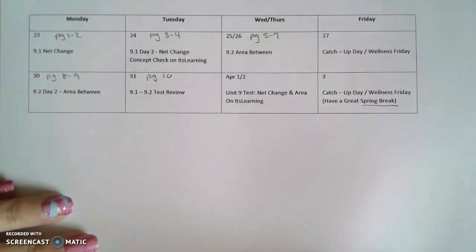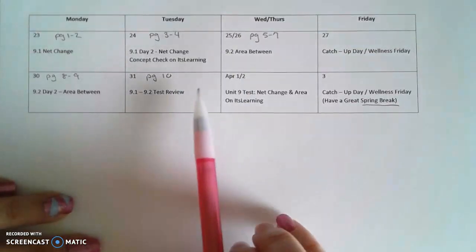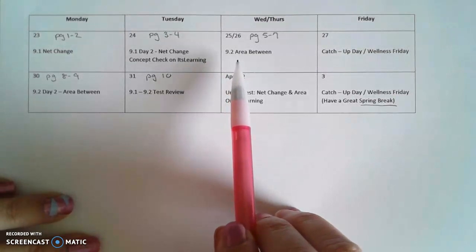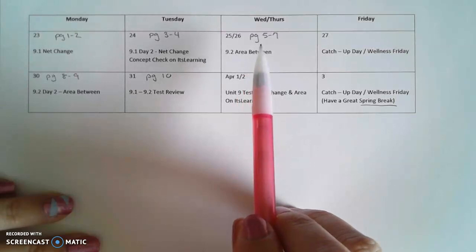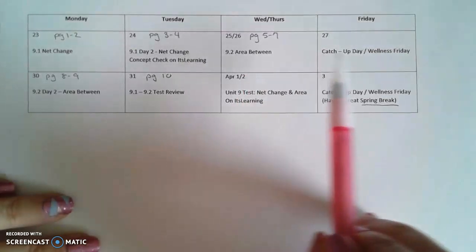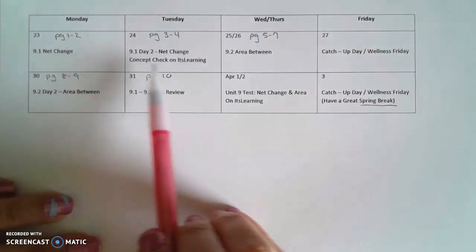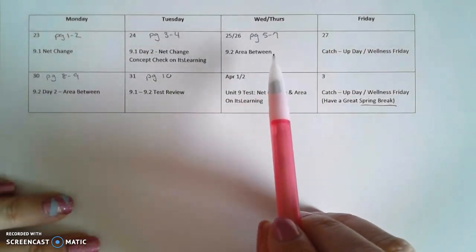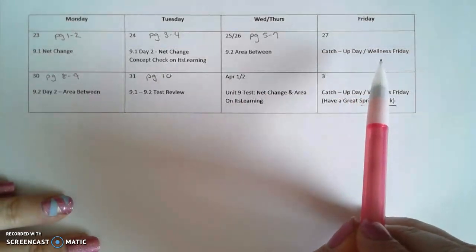On block day, whether you want to do that on Wednesday or whether you want to do it on Thursday, I'll have it up for both of those days for you. We are going to look at the second part of this unit, which is 9.2, which is called Area Between. That's going to be covered on pages 5 through 7. And then Friday is going to be a catch-up day, so if there's something you didn't get finished from this week, no matter what class it is, this is the day for you to catch up. If you've got it all done, then you get a Wellness Friday, so enjoy it.